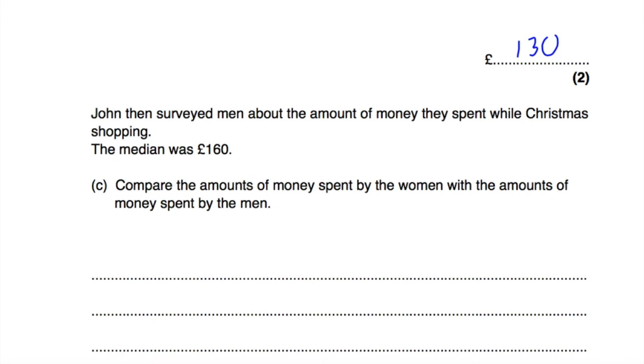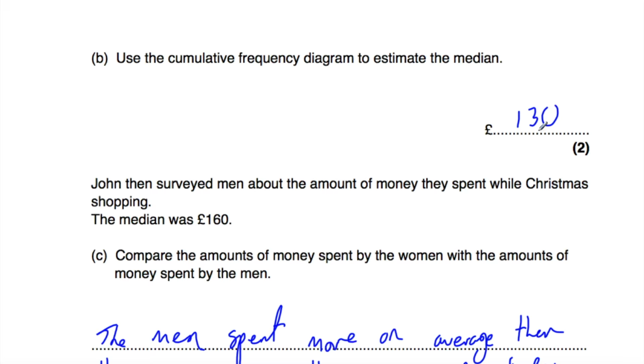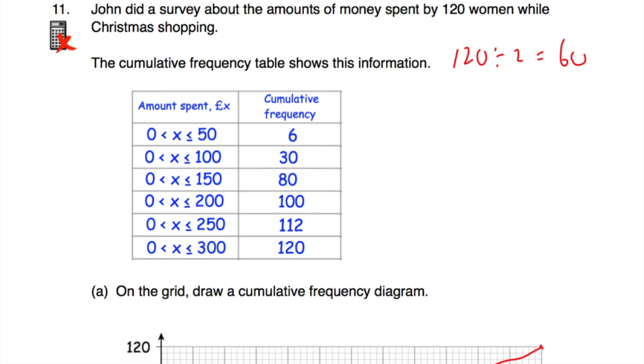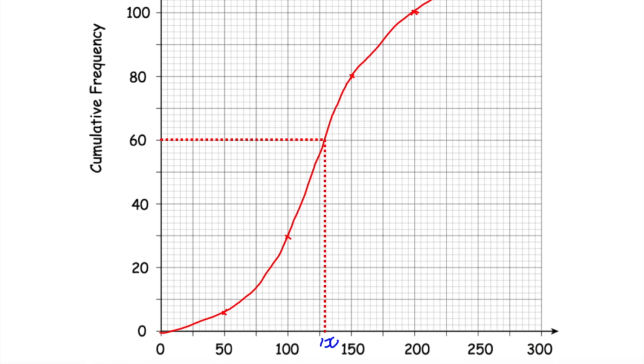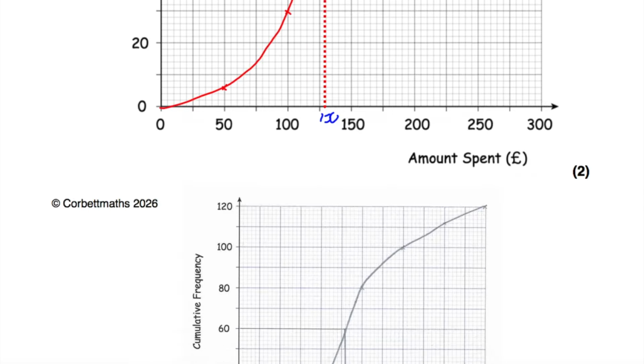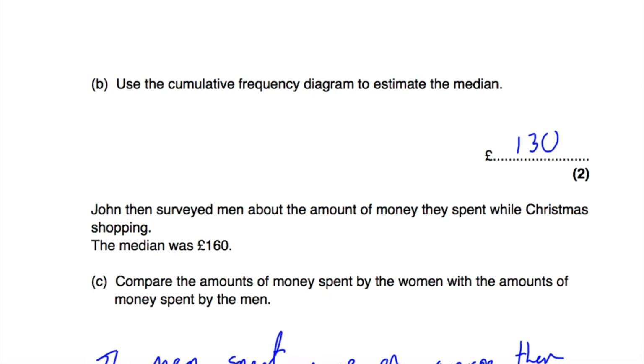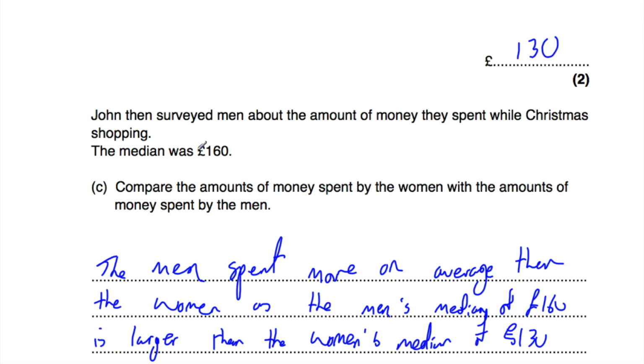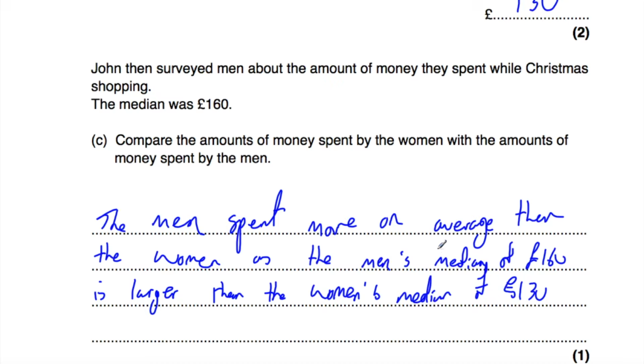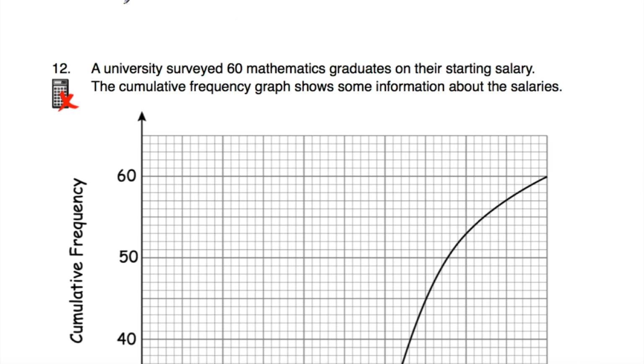So let's do that. Okay, so if we have a look at this, in terms of the women, we drew that cumulative frequency curve, and we used that to find an estimate for the median amount of money that they spent, and that was equal to £130. And actually, just to mention, that was the same as the website, that was £130 as well. Whereas, with the men, we're told that their median amount of money spent at Christmas was £160. And £160 is greater than £130. So I've written down that the men spent more on average than the women, as the men's median of £160 is greater than the women's median of £130. And that's it. Okay, let's look at our next question.